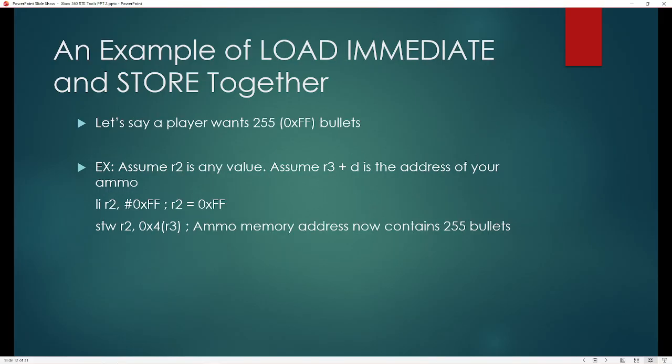So you can also use load immediate and store together to give a custom value of what you want the memory to be instead of having to calculate it. Let's say you have ammo and you want to make the ammo 255. And let's say we're using R2 as the register. R3 plus D is the address of ammo once again. So this sets R2 to 0xFF, so 255 bullets. Now store 255 bullets to the ammo address.